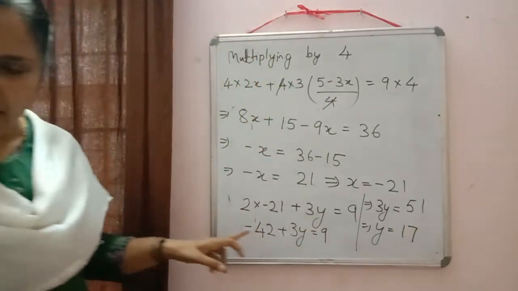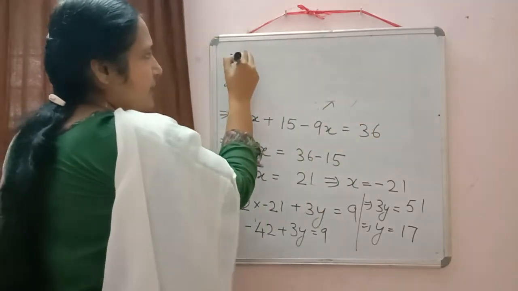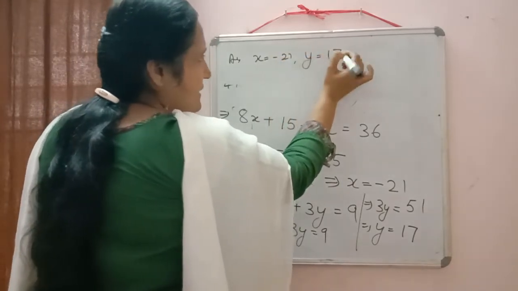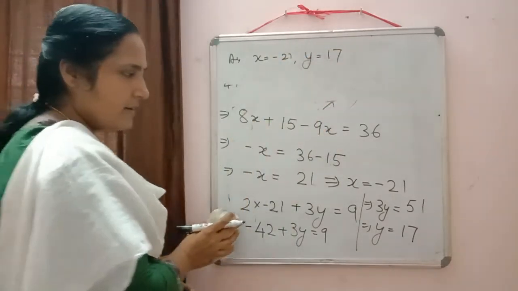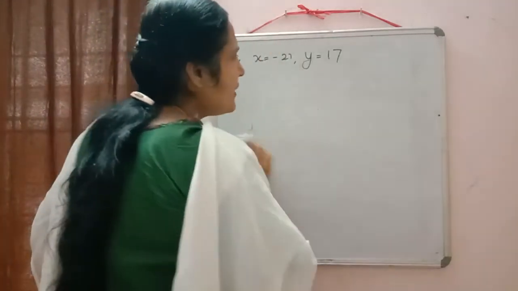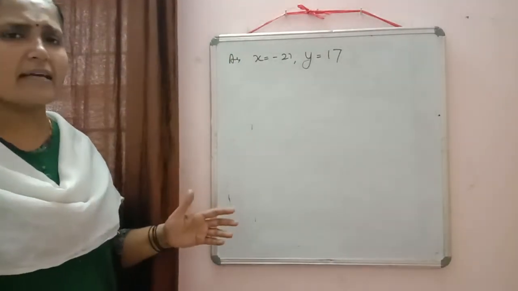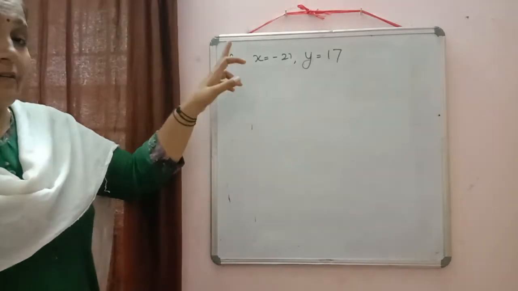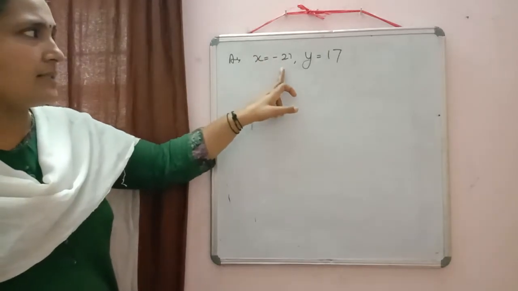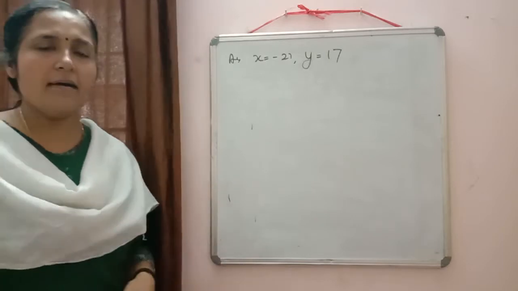So at last, write down the answer. We are getting x is equal to minus 21 and y is equal to 17. Method is clear. So whenever a fraction is there, the first thing you have to do is avoid that fraction, because there is a chance that we will make a mistake whenever fractions are there. So after finding the solution, write down the answer statement. Answer: x is equal to minus 21 and y is equal to 17. So moving on to the next question.